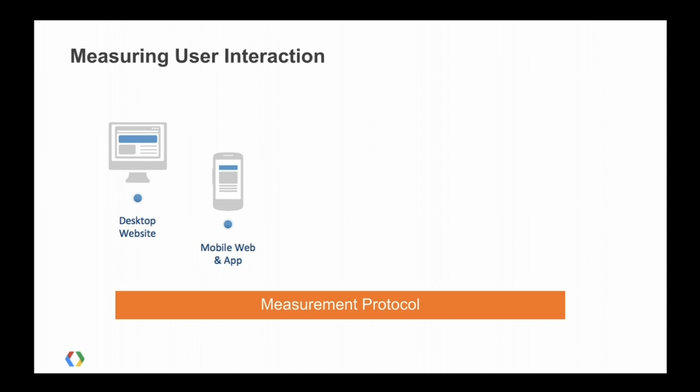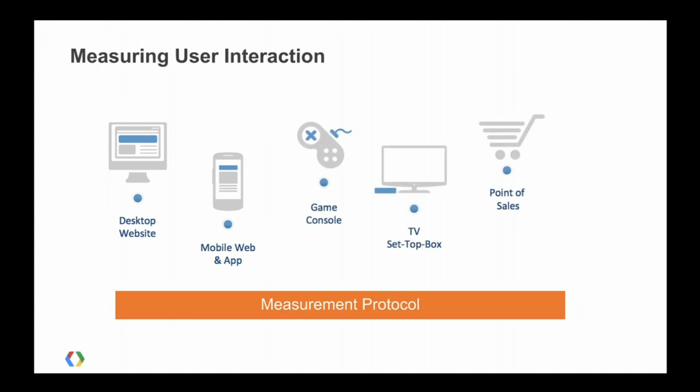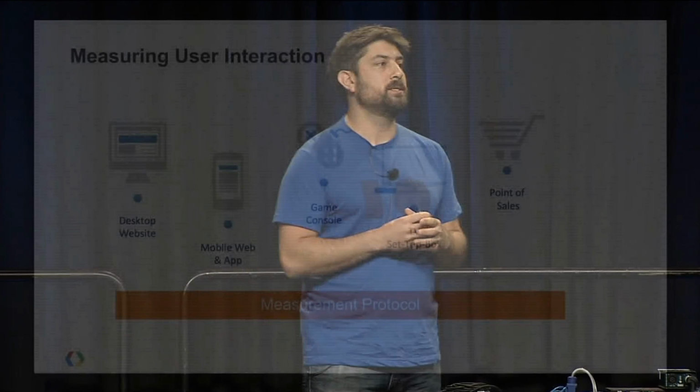The measurement protocol is an easy-to-use way to send data to Google Analytics from any devices. So all of a sudden, you now have a way to measure interactions with game consoles, set-top TV boxes, even point-of-sale systems, pretty much any place where you have user interactions. So let me quickly explain to you how the measurement protocol works.